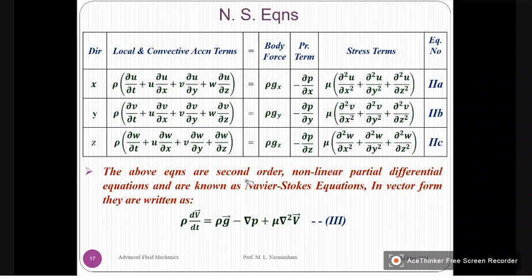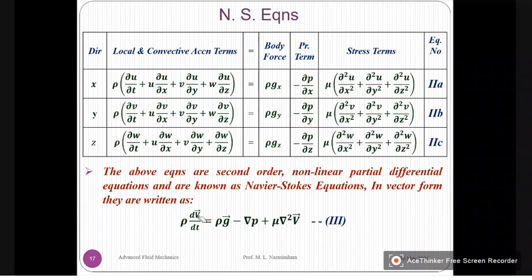The above equations are second order. See, del square. So this is second order, first degree, non-linear, because of u del u, v del v. Here w is missing, w del w. So this is non-linear, second order, partial differential equation. And these are called the Navier-Stokes equations. And in vector form, they are written like this.